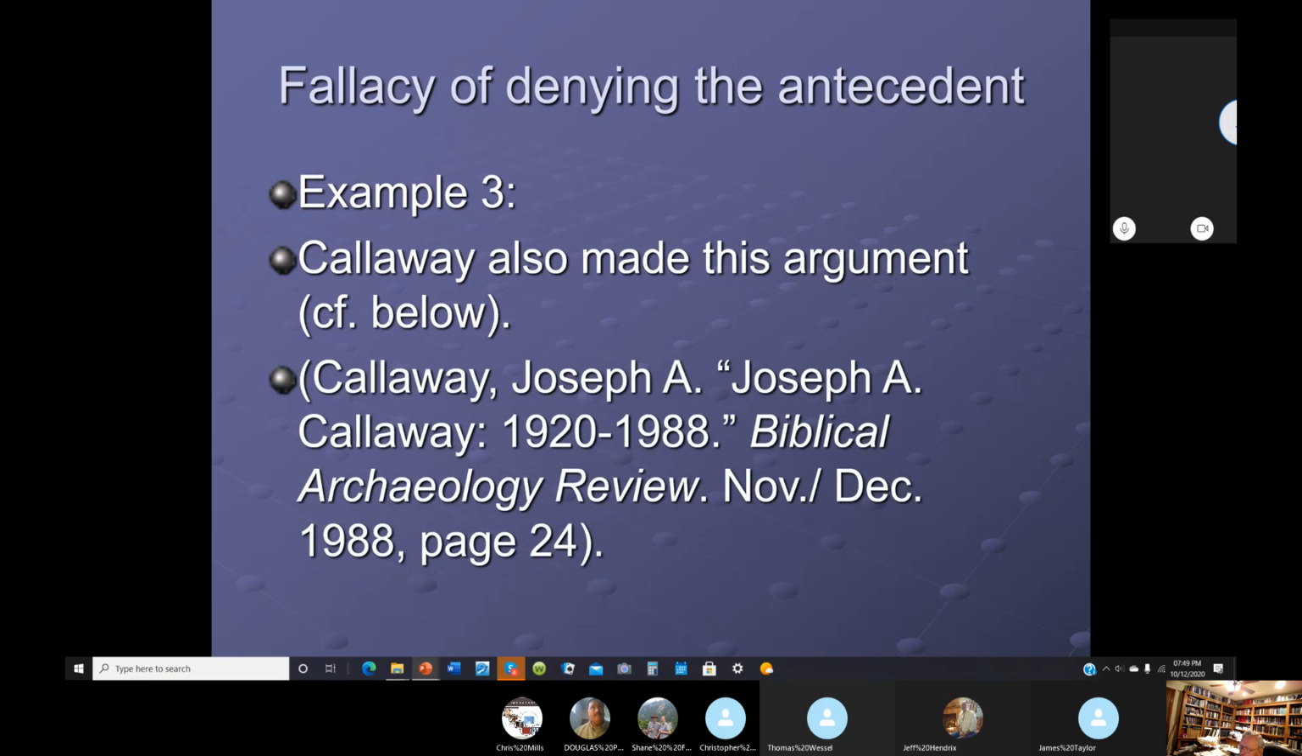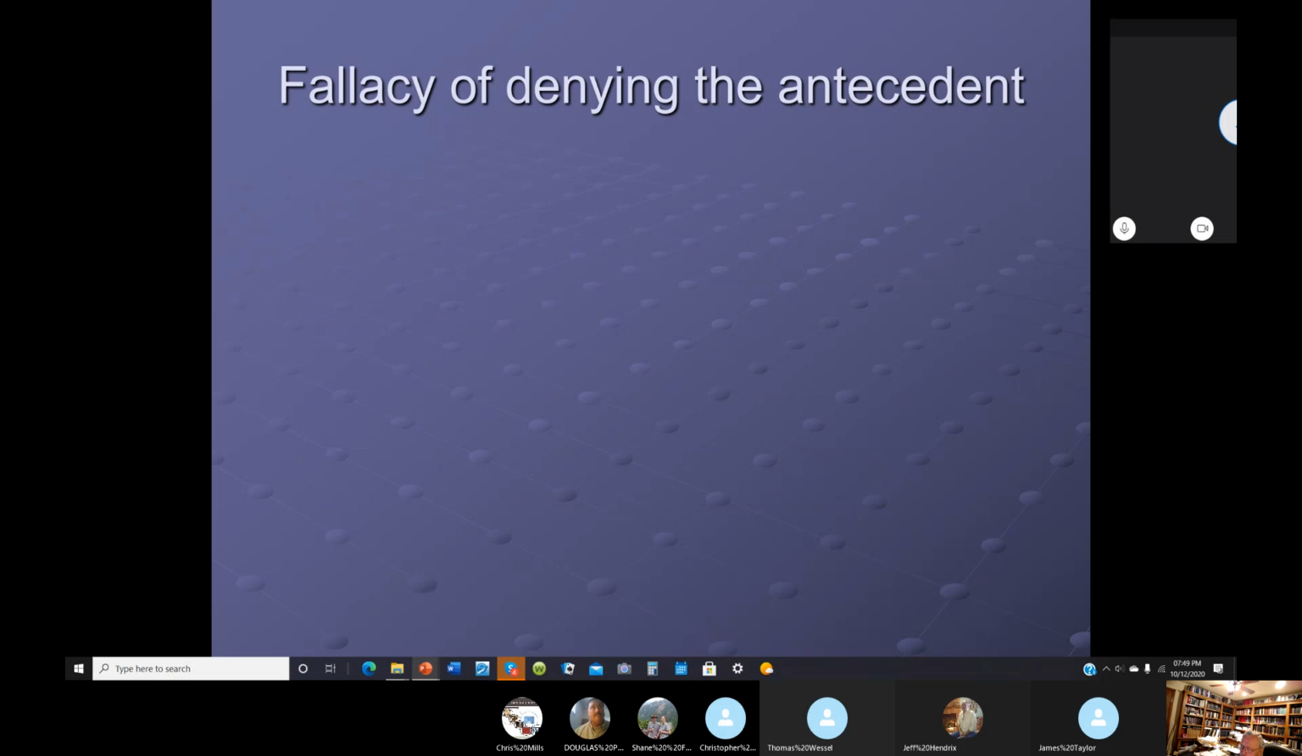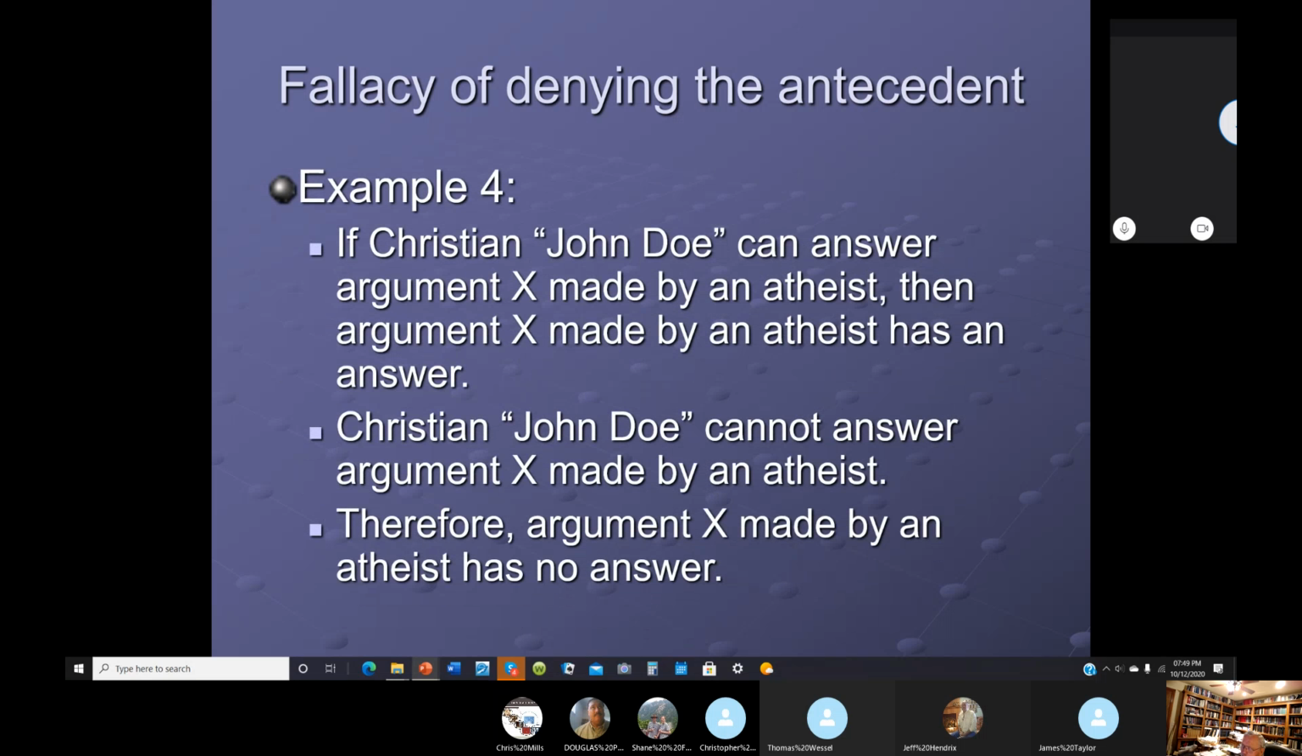And here's the source where he denied it. This was in the same article that I cited earlier. He made 2 basic arguments. Now, here's a generic argument that you'll see made by atheists and skeptics in general.